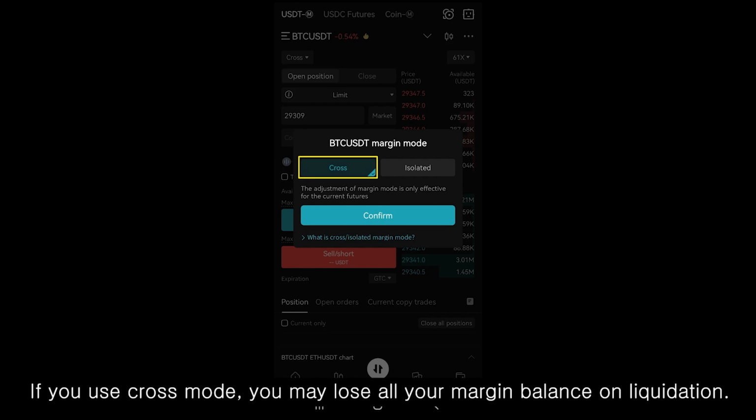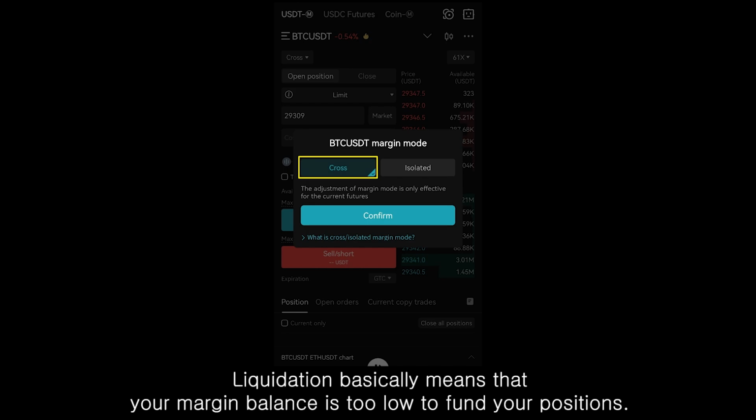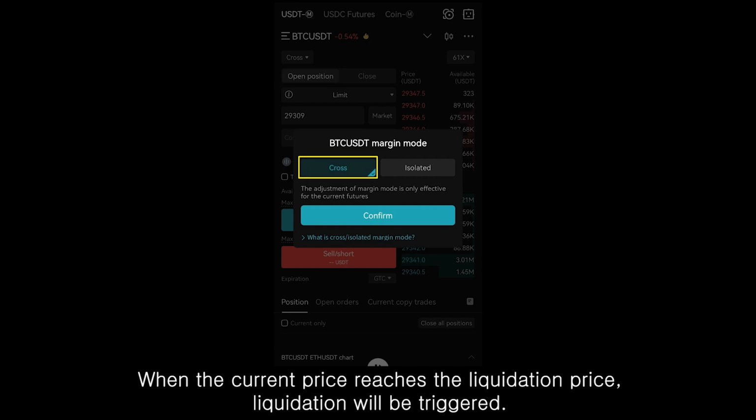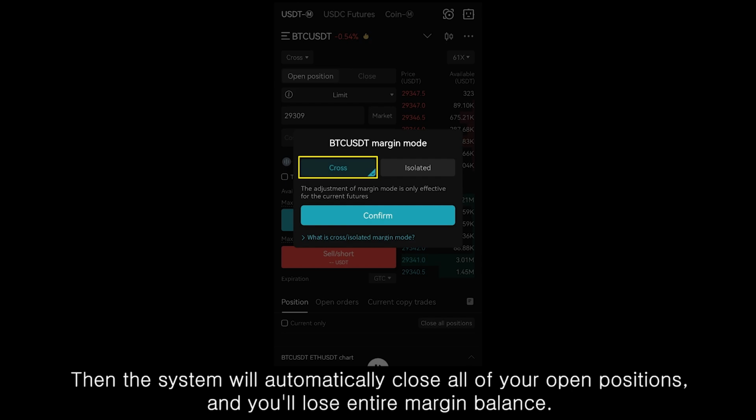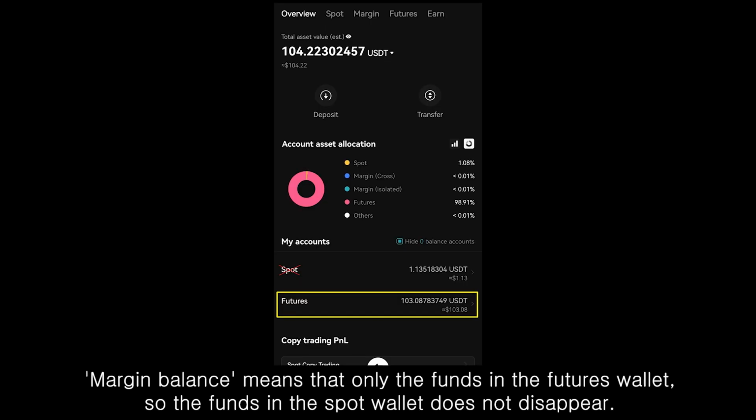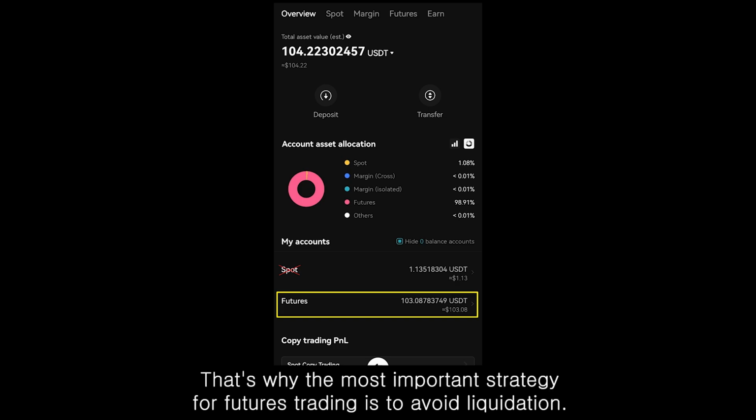If you use cross mode, you may lose all your margin balance on liquidation. Liquidation basically means that your margin balance is too low to fund your positions. When the current price reaches a liquidation price, liquidation will be triggered. Then the system will automatically close all of your open positions, and you'll lose your entire margin balance. Margin balance means only the funds in the futures wallet, so the funds in the spot wallet do not disappear. That's why the most important strategy for futures trading is to avoid liquidation.